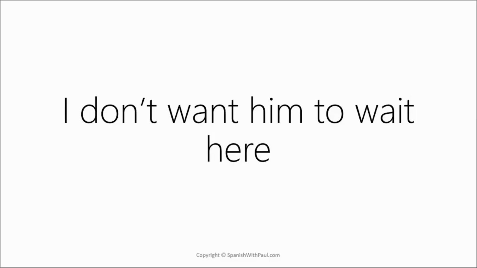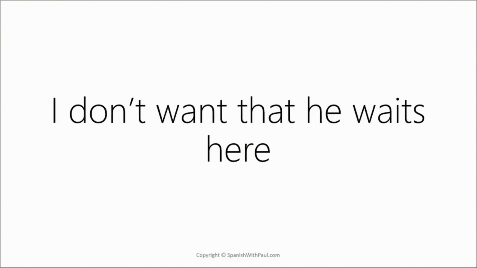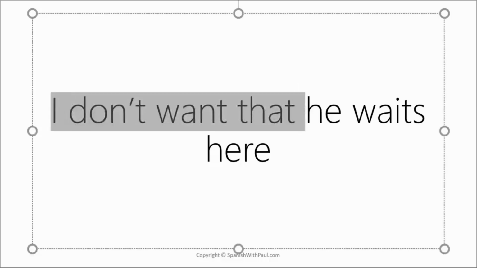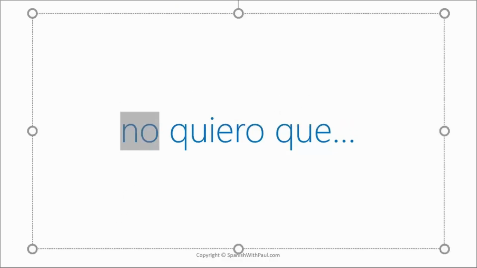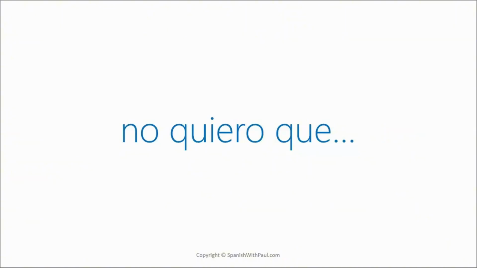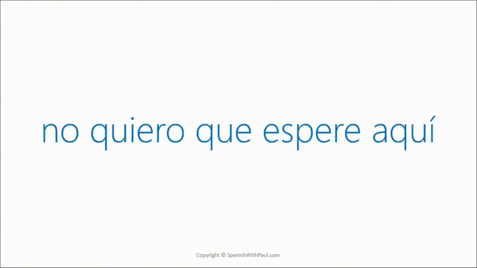Let's look at this example. I don't want him to wait here. Now, how would you rephrase that in English, just as before, using the word that? It becomes, I don't want that he waits here. So our trigger here, I don't want that, is going to be no quiero que. So instead of quiero que being the trigger, in the negative we have no, meaning I don't want that he waits here. So in our example it becomes no quiero que espere aquí.